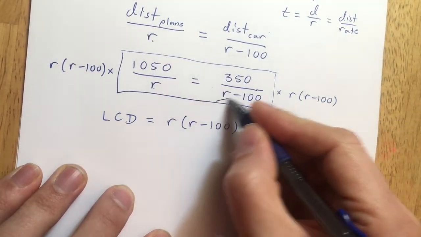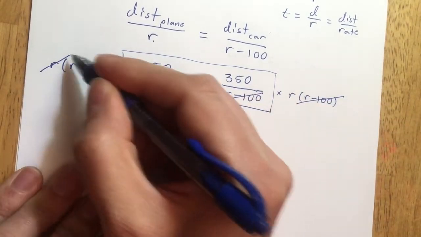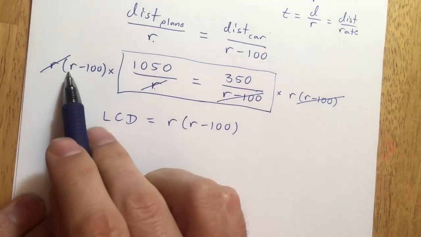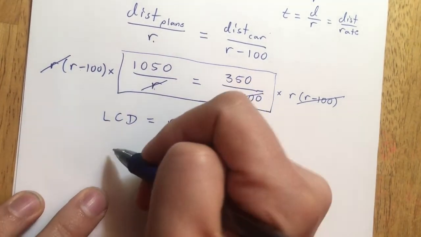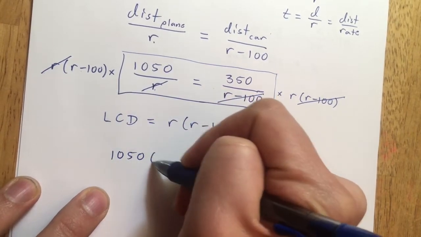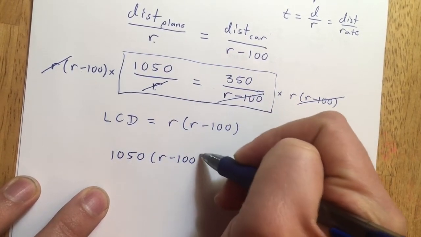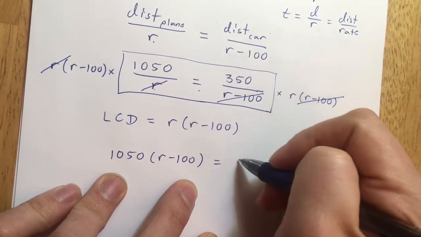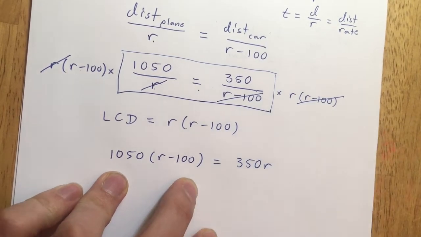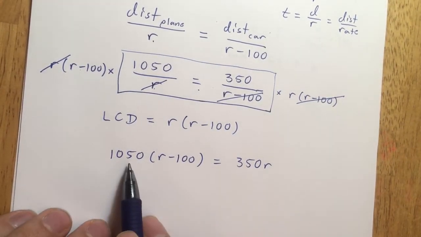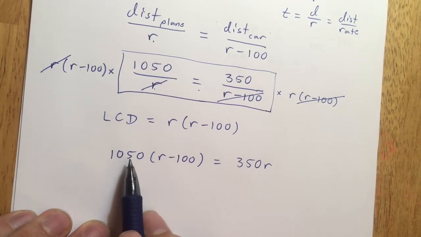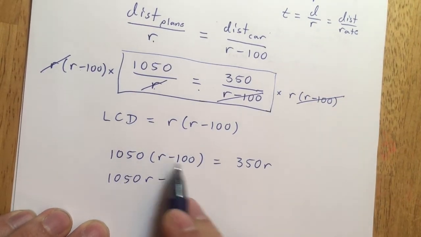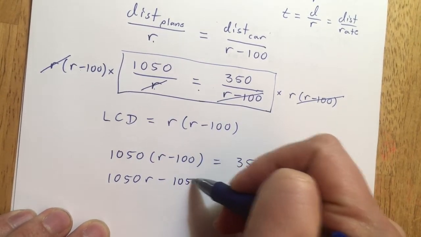Now I'll cancel. That was the whole point of doing this, because I knew that if I multiplied by the LCD, all these denominators would cancel off. Now let's see what's left over. We have r minus 100 times 1,050, or let me write the 1,050 on the left: 1,050 times r minus 100 equals 350 times r. Okay, let's distribute. So we have 1,050 times r minus 1,050 times 100. I just add 2 zeros to this.